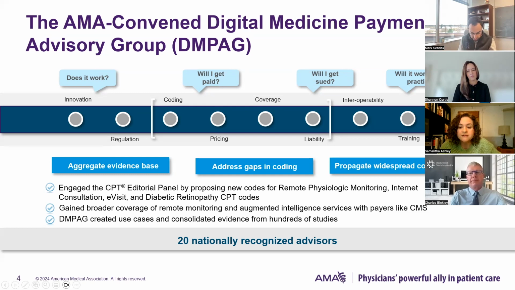Okay, so starting off with some background on the DIMPAG and the DIMPAG AI work group. Because the DIMPAG AI work group developed the AI taxonomy and submitted it for review to the CPT editorial panel. So in 2016, the AMA surveyed practicing physicians and found that they were eager to incorporate digital medicine into their practices. However, they questioned things like, does it work? Will I get paid? And will insurance cover this for my patient? Is it safe? And will it work in my practice?